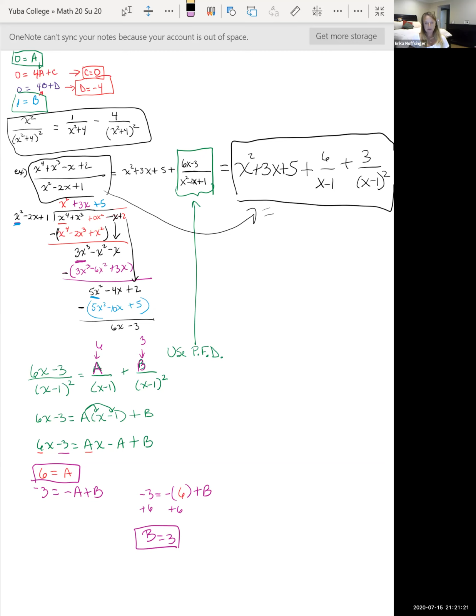Okay, so again, if the degree of your denominator is smaller than or equal to the numerator, you have to do long division first, and then you're just working with the remainder over the divisor.